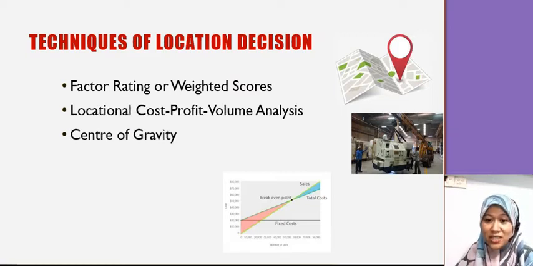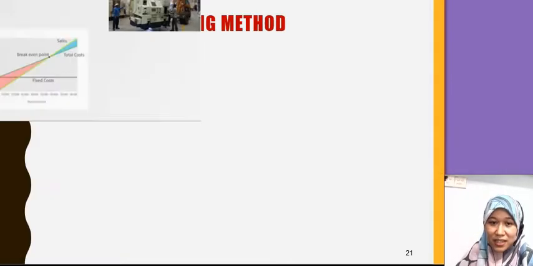Okay, now I'm going to part 2, in which we're going to look at the techniques of location decision. We have three types. The first one is factor rating. Then kita ada locational cost profit volume analysis, and then kita akan guna formula profit kat situ, and also center of gravity.